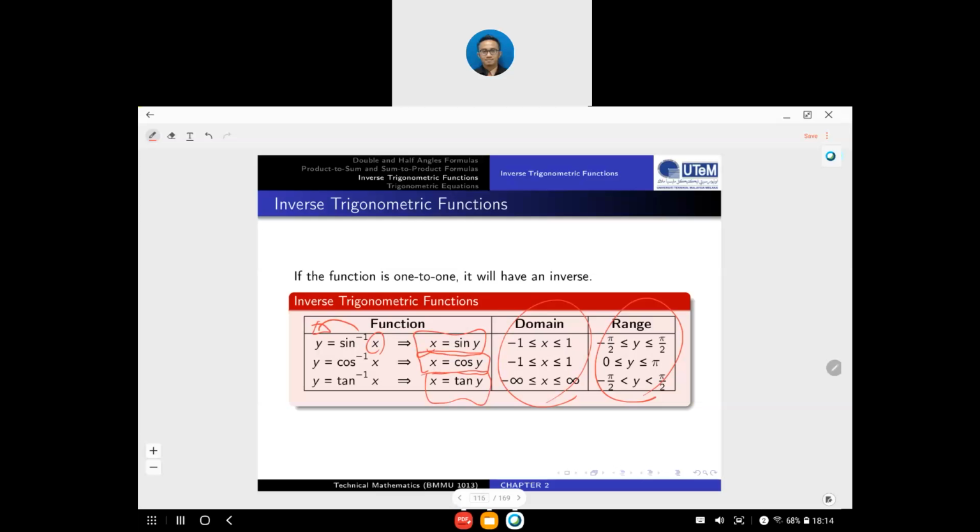Okay. When it's inverse sine, dia punya domain adalah between negative 1 until 1. And then dia punya range between negative pi over 2 until pi over 2. Okay. Also same thing kalau cos, dia punya range adalah from 0 until pi. And then kalau dia tangent, dia punya range from negative pi over 2 until pi over 2. Yang ni awak kena ingat ya. Okay. Bila buat inverse tu.